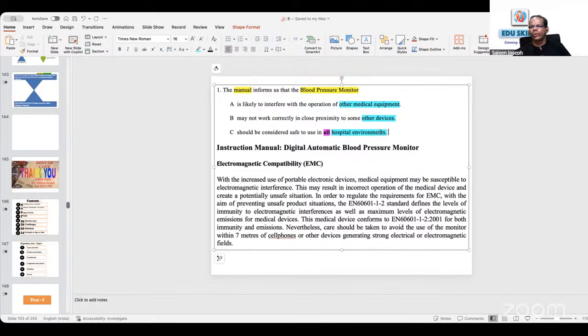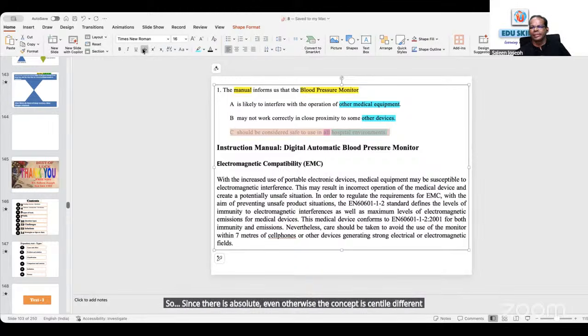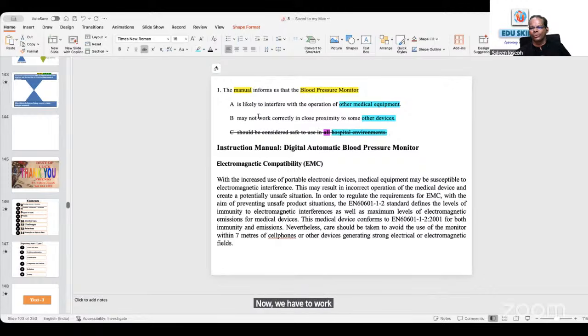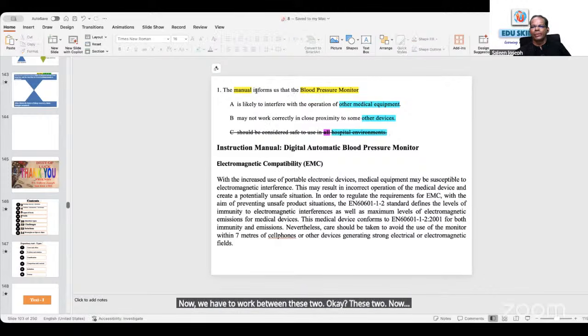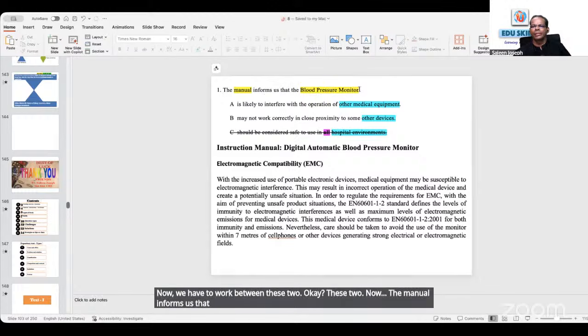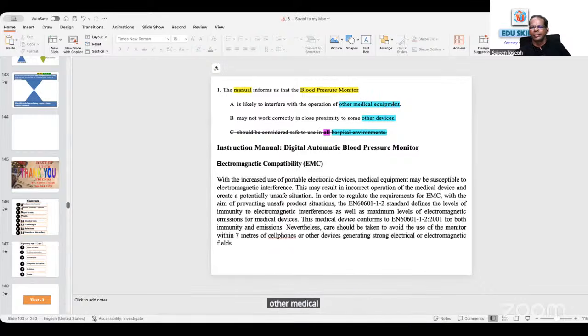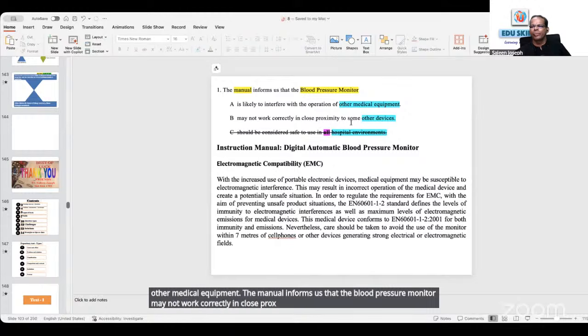Fourth one speaks about hospital environments. That is the concept. Since there is absolute, and even otherwise the concept is entirely different, we eliminate it. Now we have to work between these two. The manual informs us that the blood pressure monitor is likely to interfere with the operation of other medical equipment. The manual informs us that the blood pressure monitor may not work correctly in close proximity to some other devices.